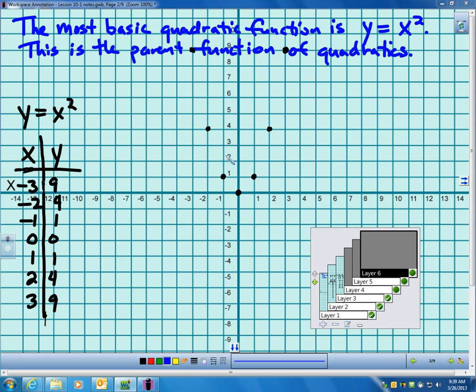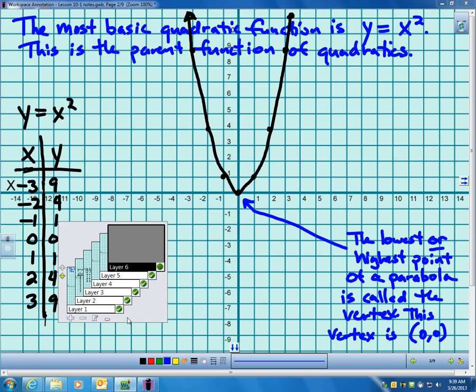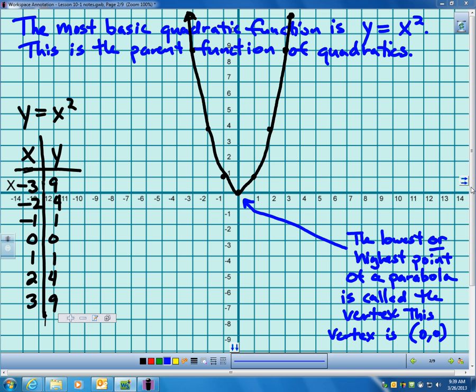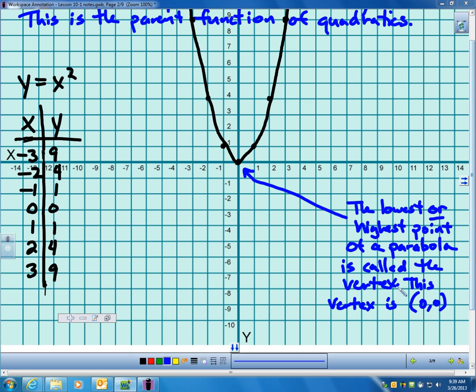You can see here's that U-shaped graph that I was referring to earlier in my video. That is called a parabola. Any second-degree equation will produce a parabola. Now, there's a couple important things about this parabola vocabulary that we should know. The highest or lowest point of a parabola is called its vertex.